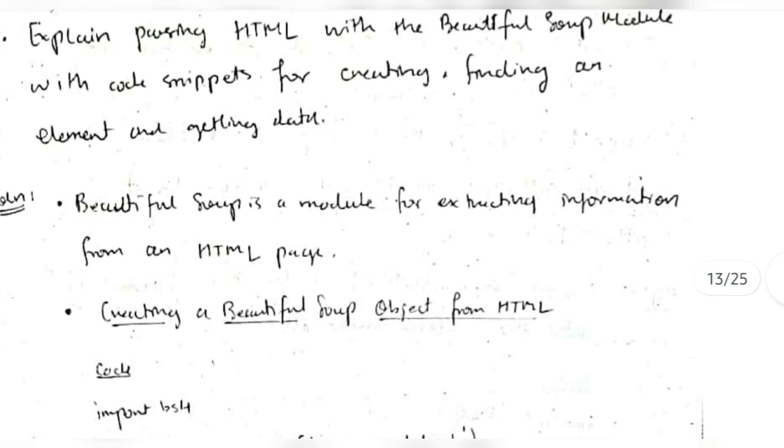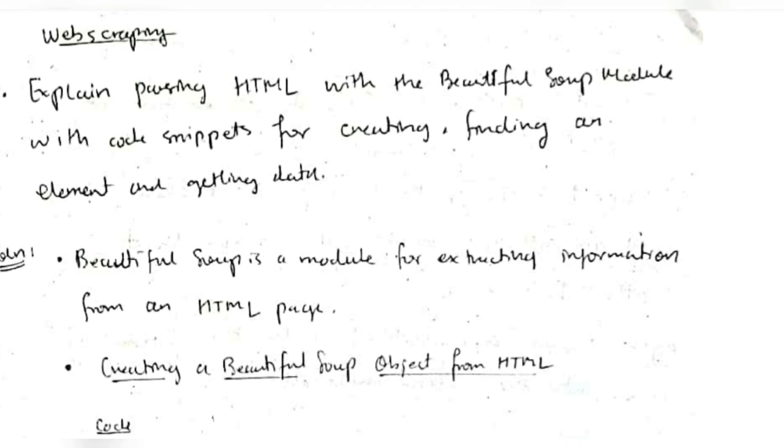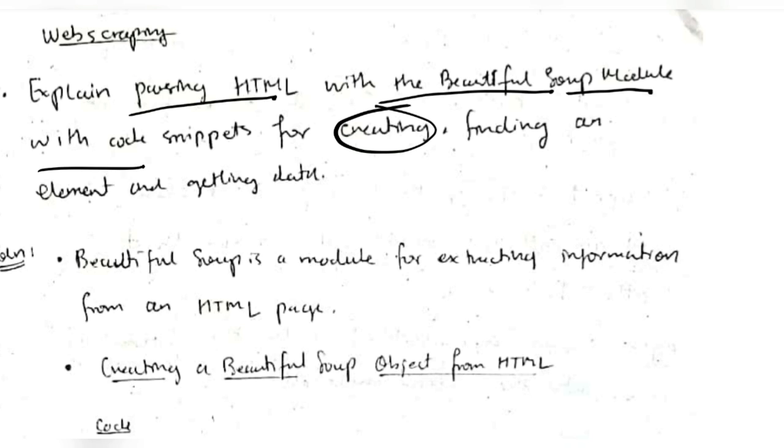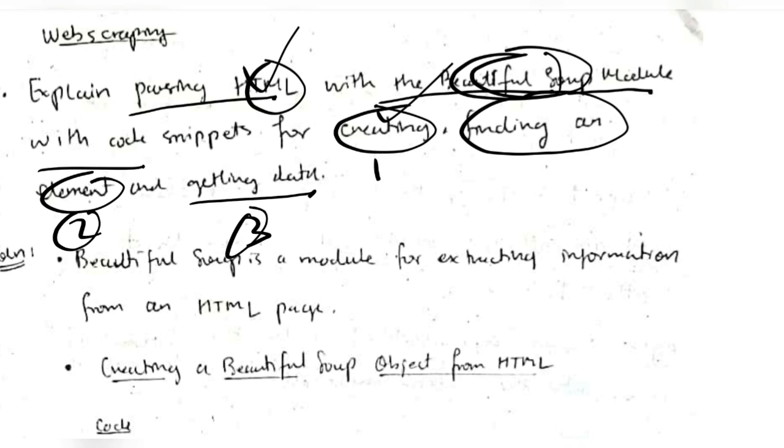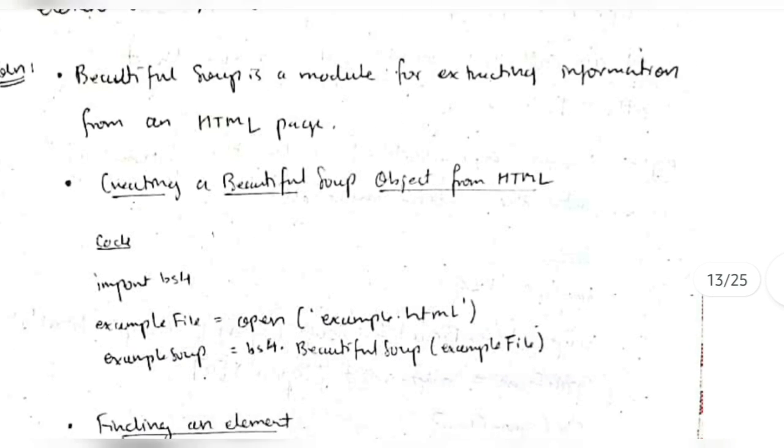Moving on, we have the next question in web scraping, which is: explain parsing HTML with the Beautiful Soup module with code snippets for creating, finding an element, and getting data. Three things we have to do in HTML parsing. We have to use the Beautiful Soup module, which is bs4. We'll be importing bs4, then creating an HTML page, finding an element in it, and getting the data from it. So let's see how to do that.